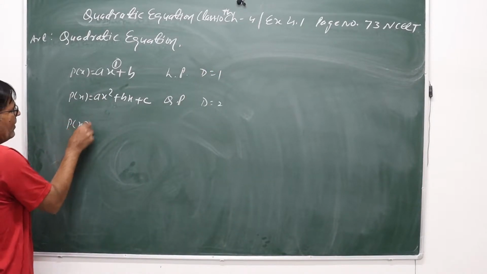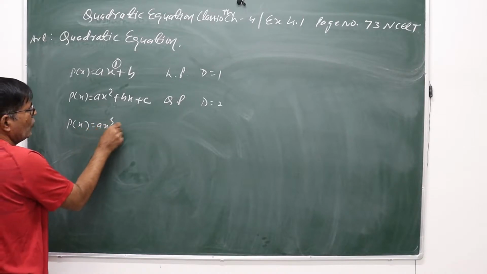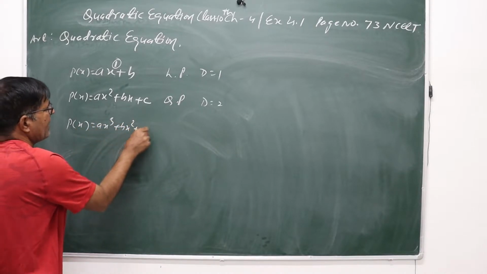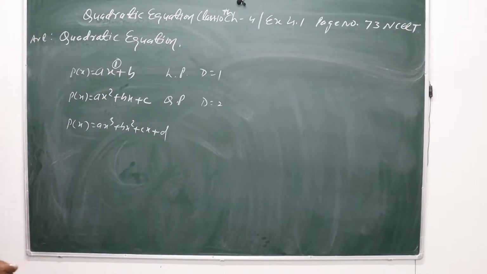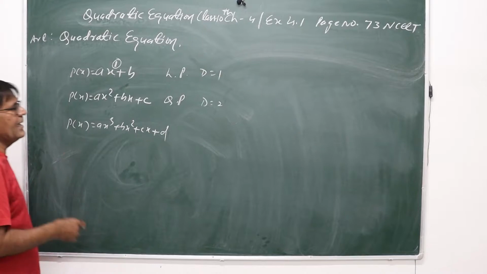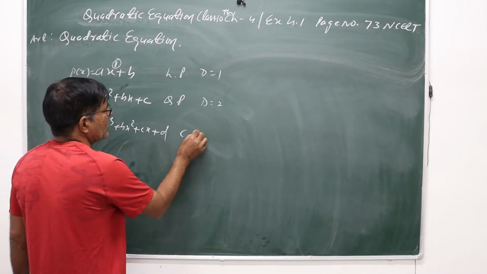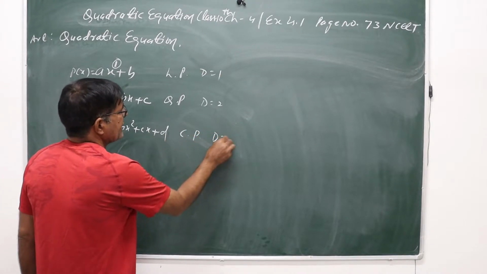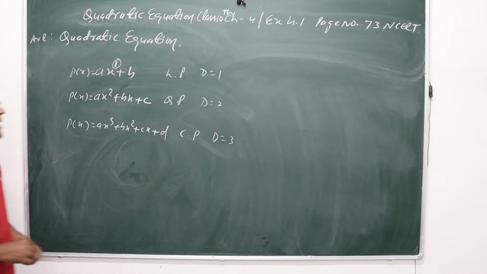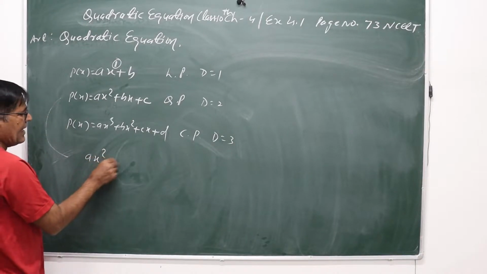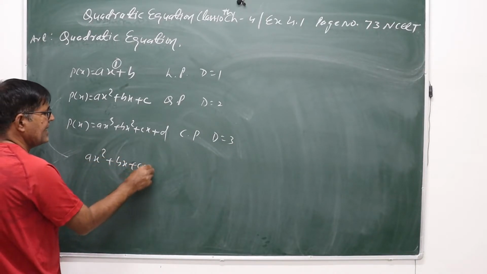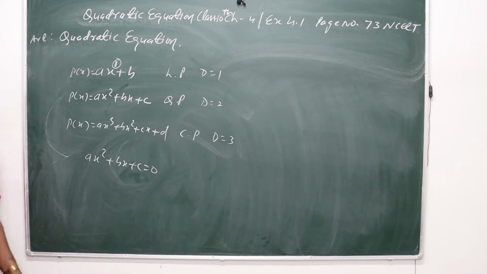Similarly, a polynomial of the form ax cube plus bx square plus cx plus d, where the highest power of the polynomial is 3, is known as a cubic polynomial as its degree is 3. Now, any given quadratic polynomial ax square plus bx plus c is equal to 0, then this is known as a quadratic equation.